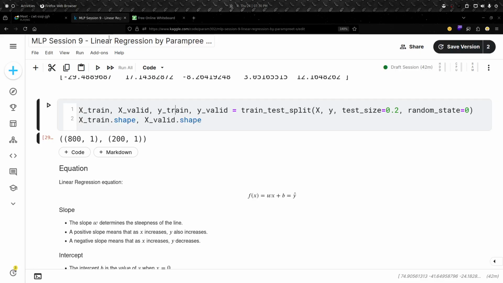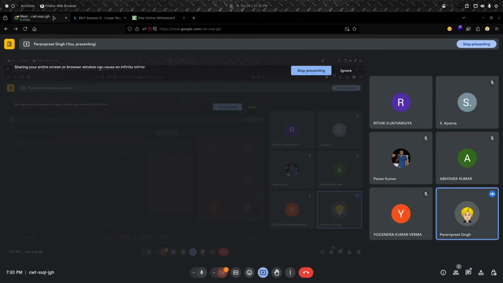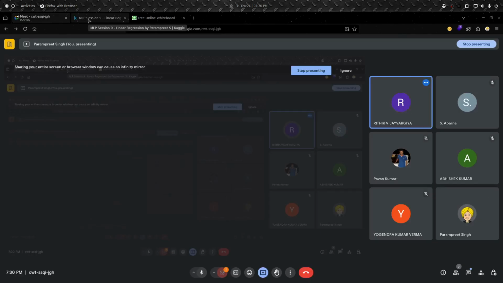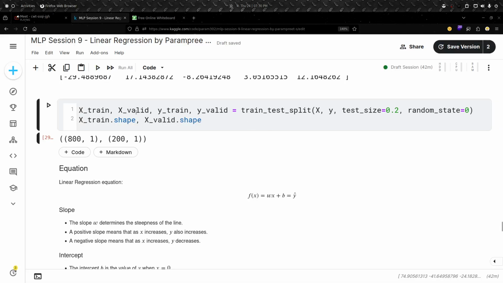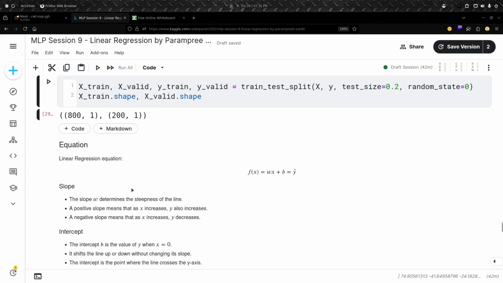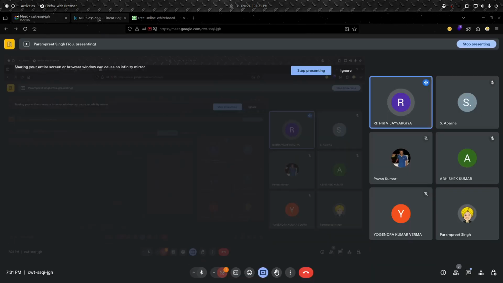Yes, Param, hello. Then how much in the test data set? No, we only have two data sets, which are x valid and x train. The test size is just a parameter. Okay, we can name x valid as x test, but I am just naming it a validation set. Test size is just a parameter, not about the test data set. Thank you.